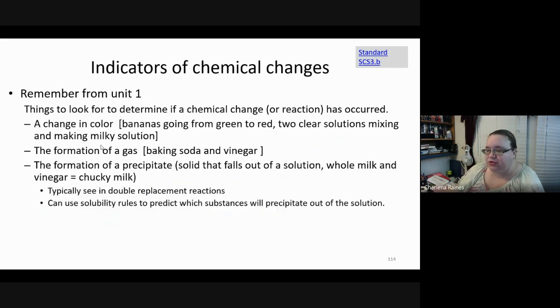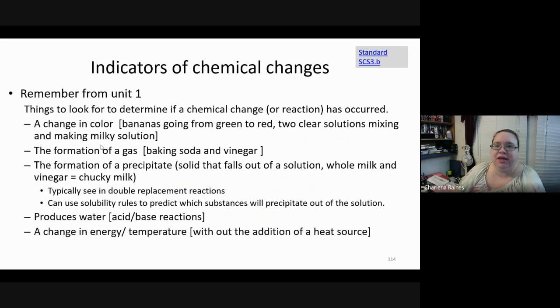Now we saw how we could use our solubility rules to actually predict what the precipitate in a reaction would be. In terms of an acid-base reaction, we could produce water. That is an indicator that it's a chemical change. There are other reactions that will produce water as a product, but that is one where it's highly common. And last but definitely not least, a change in energy or a change in temperature without the addition of a heat source or without it being placed in some type of cooling device.